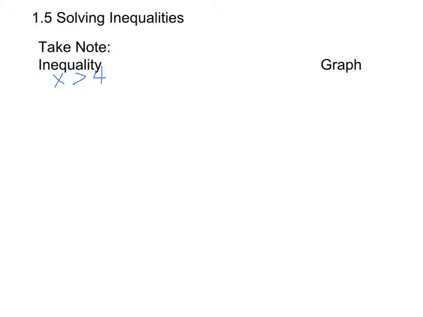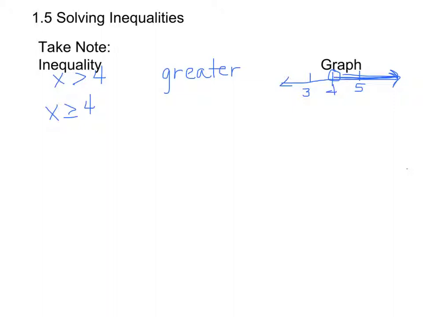So this is x is greater than 4. Just going to write the word. So on the number line, here's 4, 3, 5. All the numbers greater will be shaded to the right. Then we have greater than or equal to.